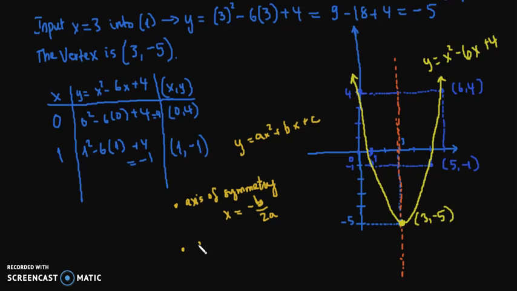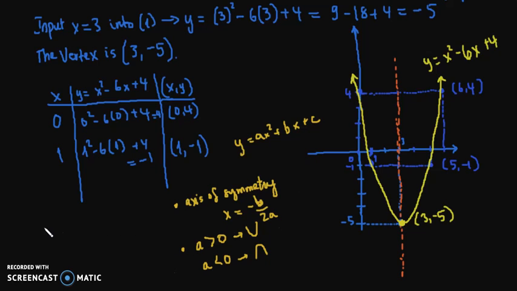The a here, coefficient a, will determine the concavity of the graph. So if a is positive, the graph opens upward, and if a is negative, the graph opens downward. In this case a equals 1, so the graph opens upward.